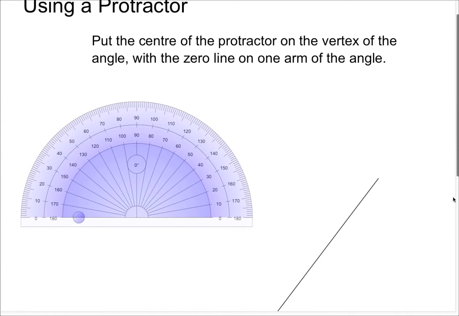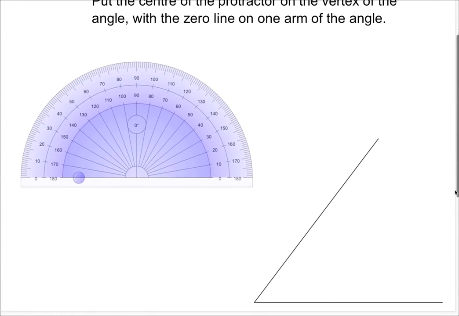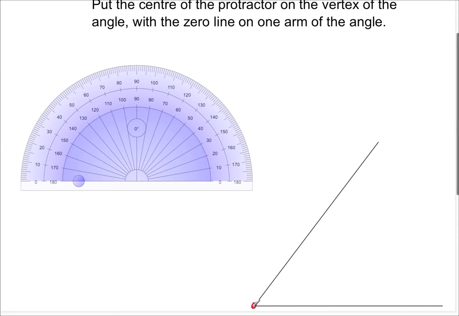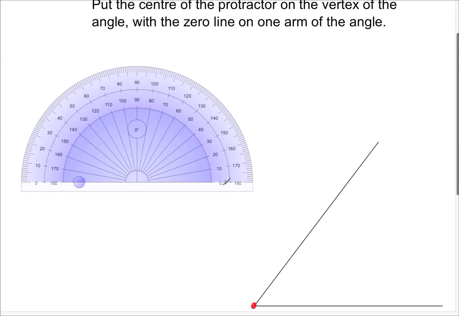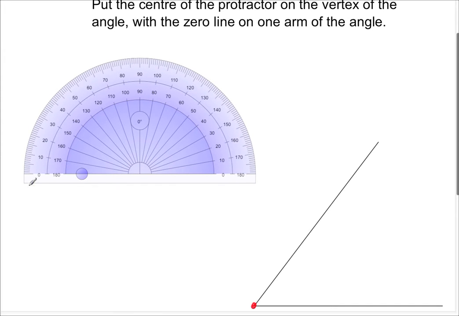What's a vertex of the angle? Well, that's just the point of the angle. So this is the vertex of the angle right down there. And it says with the zero line on one arm of the angle. Now, what do I mean about an arm of the angle and what do I mean about the zero line? Well, take a look. There's a zero on the protractor there and a zero on the protractor there. So that means that this line between those two zeros is the zero line. And we want to put that on one of the arms of the angle. Now, an angle has two arms. It has this arm and it has that arm.